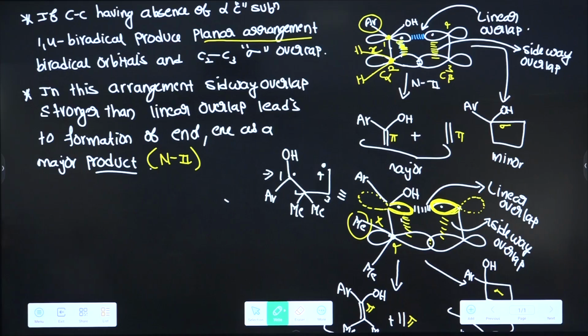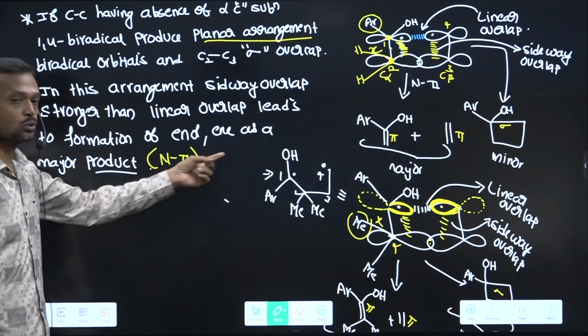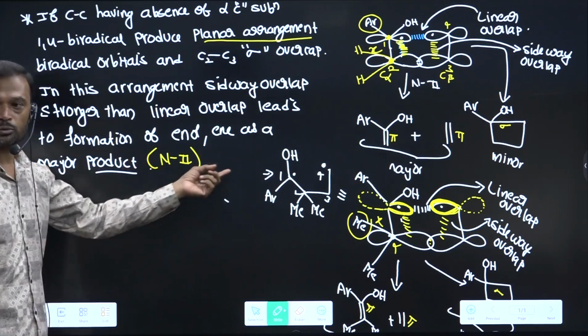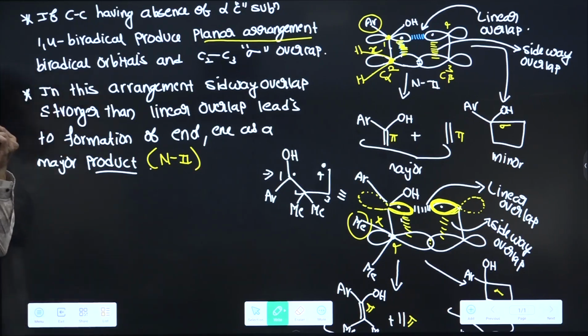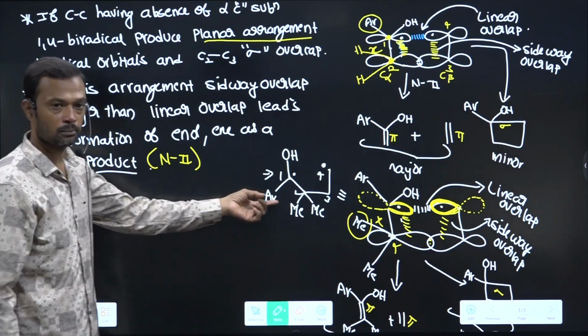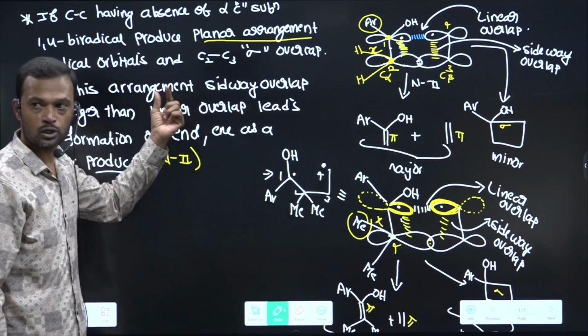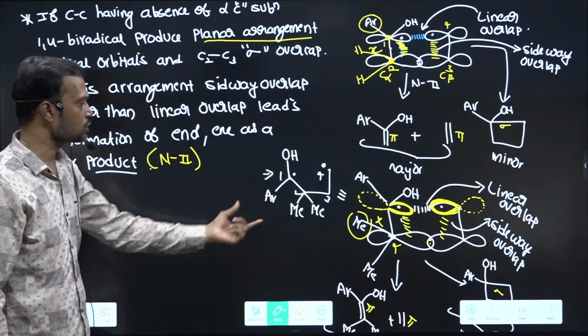In this arrangement, sidewise overlap is stronger than linear overlap. That will lead to formation of enol, ene as a major product. So in this case, which one is major? Norrish type 2 cleavage is major. Cyclobutanol formation is minor. Then write that second reaction. Second reaction same. Up to here it remains the same. Only thing, at the alpha carbon there are no methyls in the first case. In the second case you write down 2 methyls.